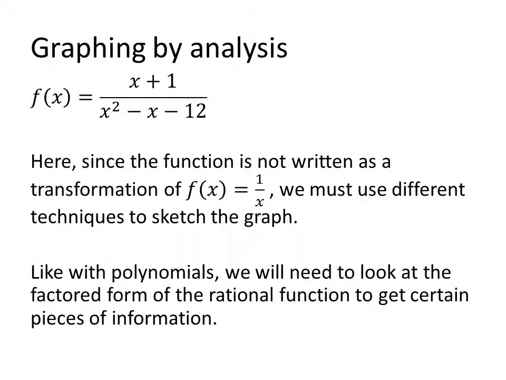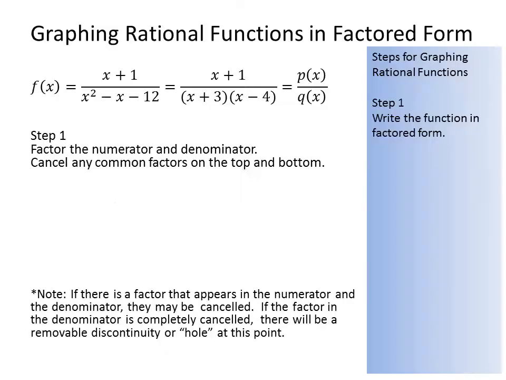Let's look at another example. In this case, we have the function f of x is equal to x plus 1 over x squared minus x minus 12. Once again, we can't use transformations of our original 1 over x graph, so we have to analyze this graph and pick out those pieces of information that we can tell from this.